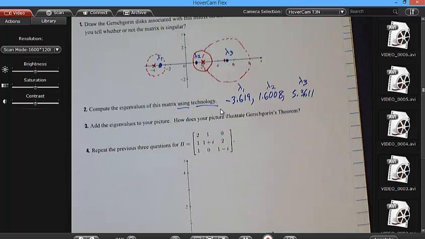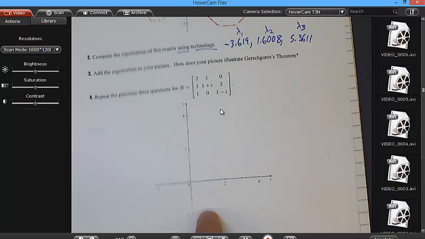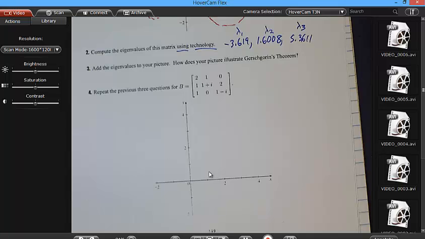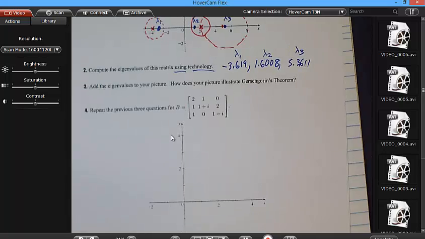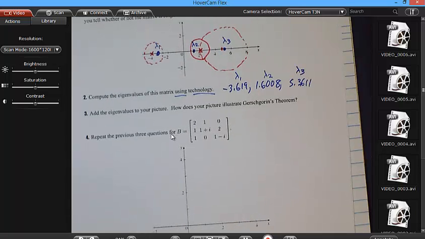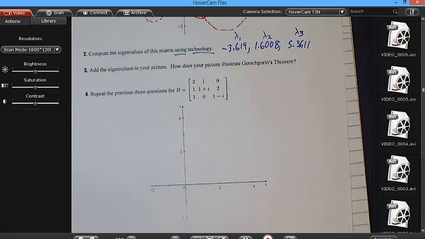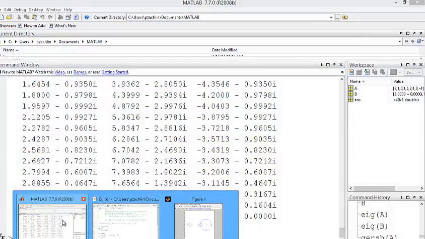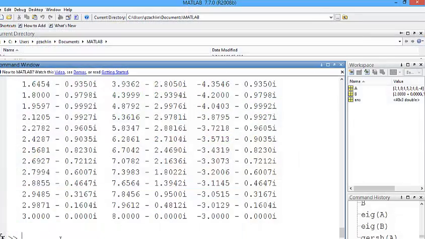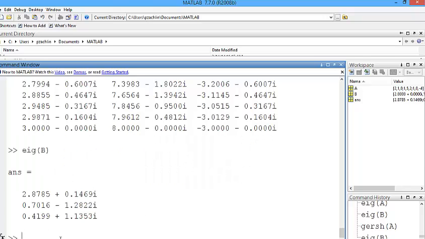Do you guys need more time on that? Yeah? Did you get the eigenvalues? Oh, you want the eigenvalues? Well, we're supposed to do that at the end, right? Repeat the previous 3 questions. Right. So question 1 is draw the disks. Question 2 is compute the eigenvalues and then add them. All right. So tell me when you're ready for eigenvalues and I'll punch them up. Oh, I already did those, didn't I? Here they are.